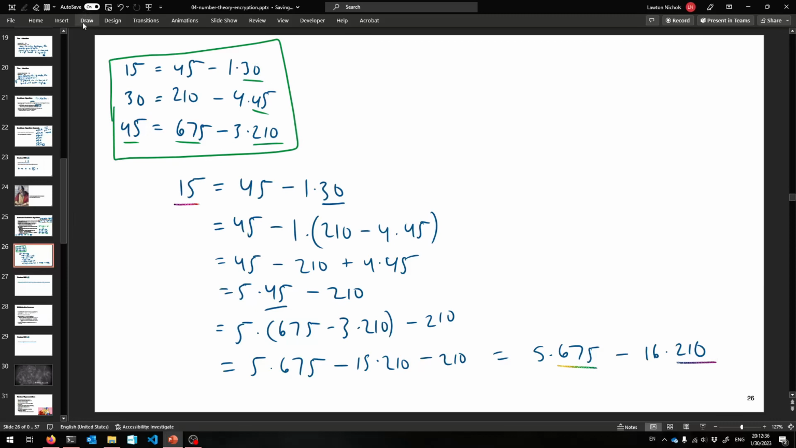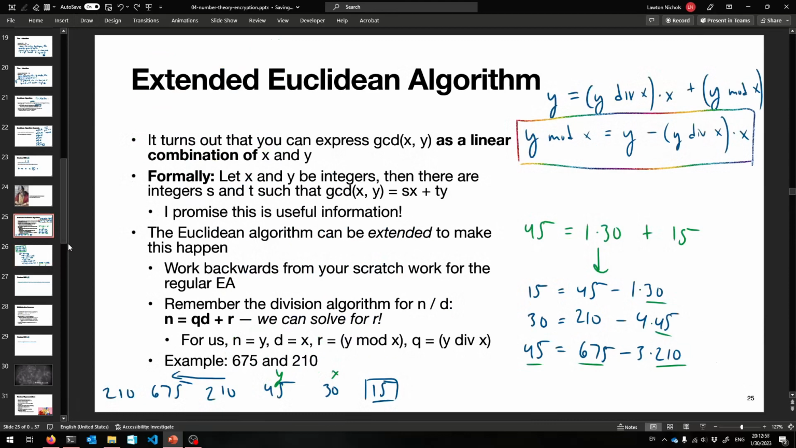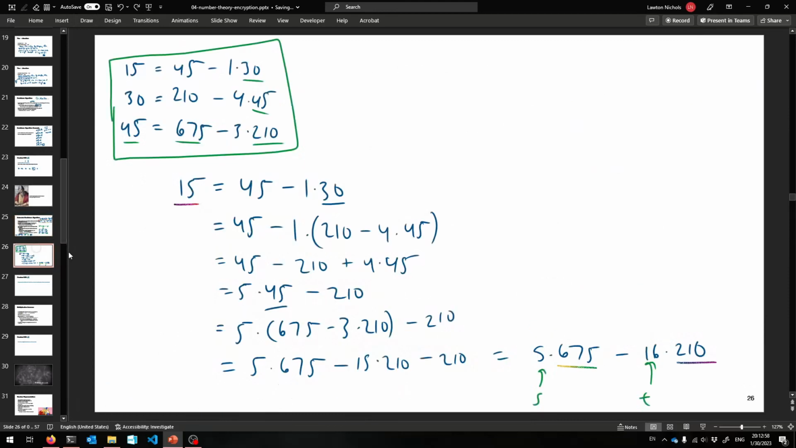This was my linear combination. This is my S, this is my T here. S, T, I guess T is technically negative 16, but you get the idea. I found those two numbers such that when I take a linear combination of those original numbers, I get the GCD. I asked for the GCD of the 675 and 210, that was my original question, right? I have now expressed the GCD of 15 in terms of those. That is the extended Euclidean algorithm.